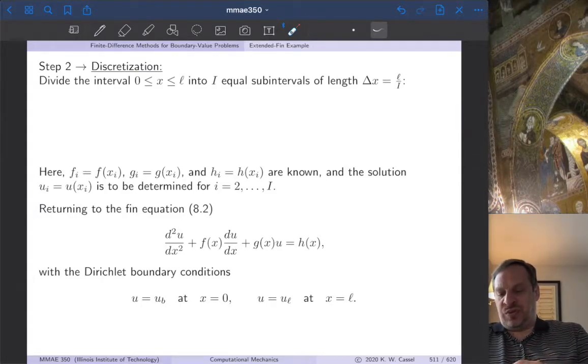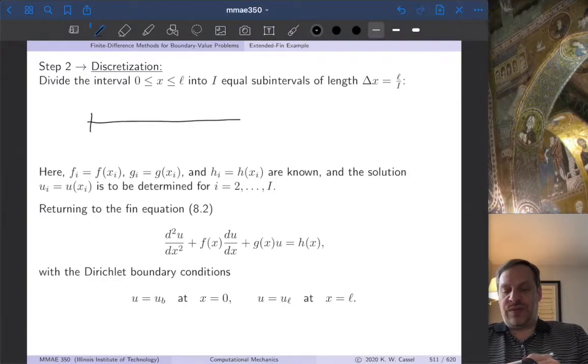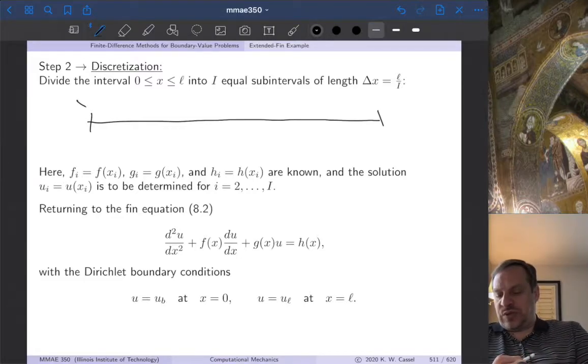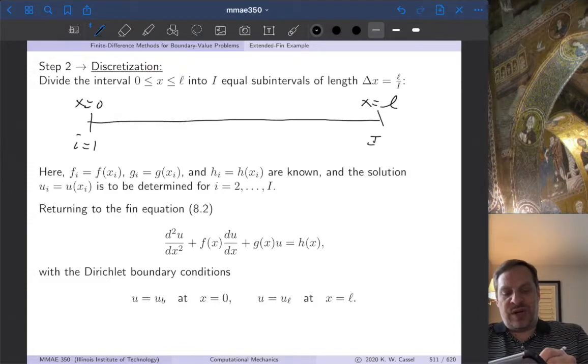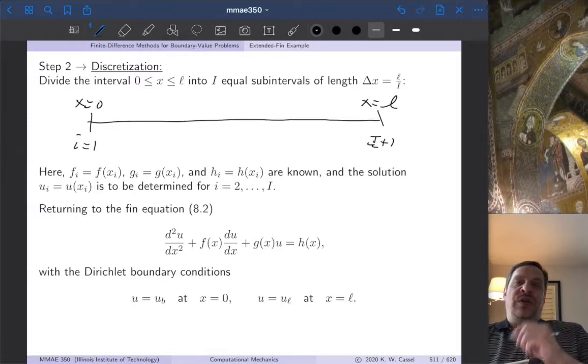So in step two, we're going to take the x domain, from 0 to L, and divide that into capital I subintervals. So the length of those, delta x, will be L divided by I. Each little delta x is just the length divided by the number of intervals. So we go from the base at x equals 0 to the tip x equals L. And we're going to number these using the index I, starting with 1 at the base and going to capital I plus 1 at the tip. So if there are I intervals, there's capital I plus 1 points.